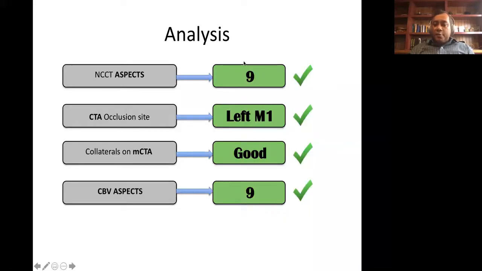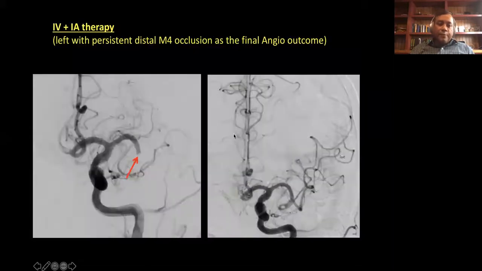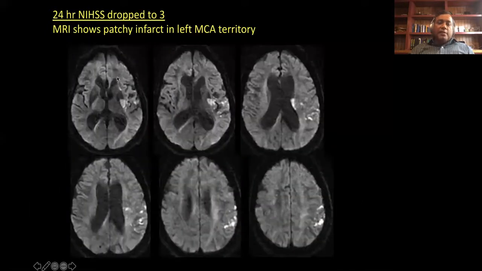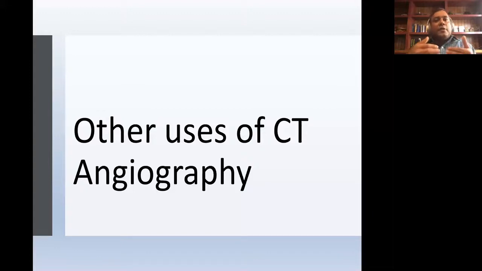Non-con CT ASPECTS, good scan, M1 occlusion, good collaterals. This should be a prime candidate for treatment. We went endovascular after giving intravenous thrombolysis. There is the distal M1 occlusion now, so the clot may have moved a bit. The patient opened up, achieved like TICI 2C recanalization. There's a distal M1, M4 occlusion. And then on the 24-hour MR, you see that there is some infarction, but the patient did really well. So patchy infarction in the left MCA territory and then went home. The 24-hour NIHSS dropped to 3. So that's the utility of just using the CT scans to make clinical decisions.